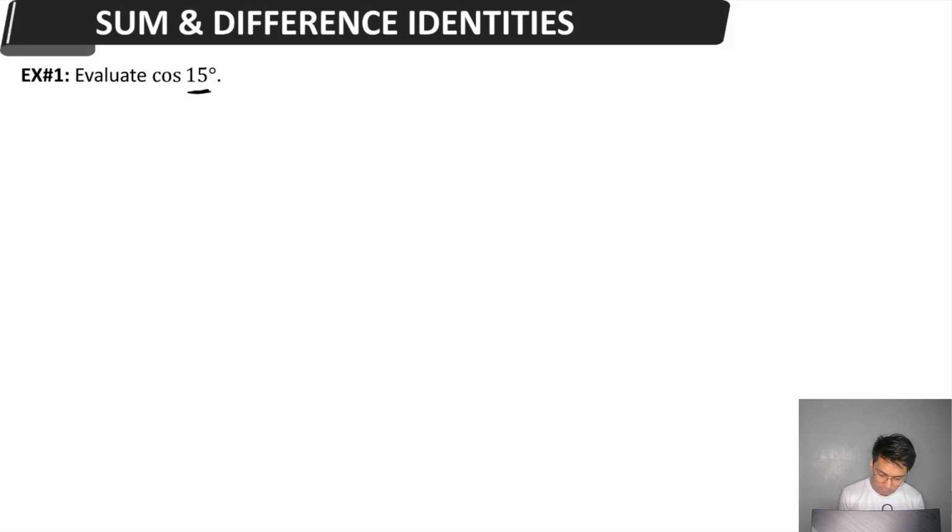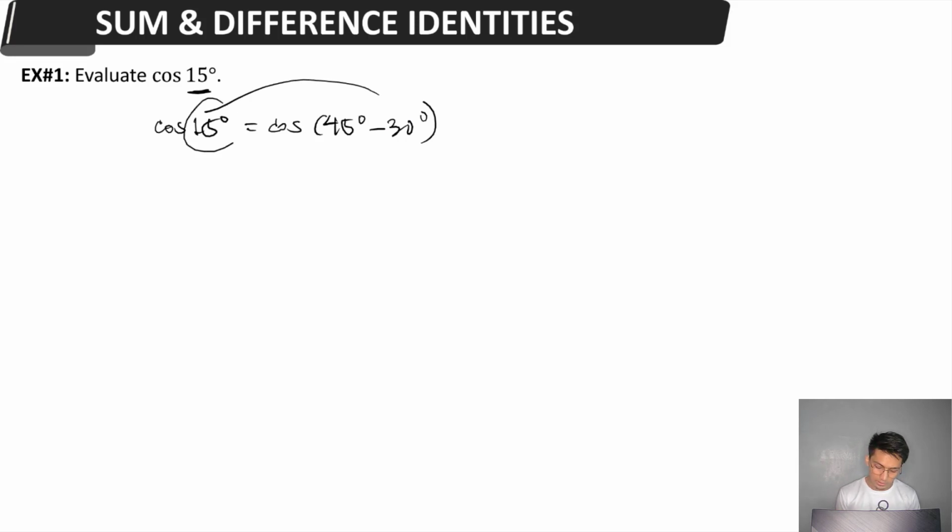For example, for cosine 15 degrees, pwede natin siyang equate as cosine 45 degrees minus 30 degrees. So, 45 minus 30 is 15 degrees pa din. Pwede na nating i-apply ang sum and difference identity, and for this situation, ang i-apply natin is difference identity for cosine para malaman natin ang exact value ng cosine 15 degrees. So this is one way of application of sum and difference identity sa kahit anong trigonometric problem natin.